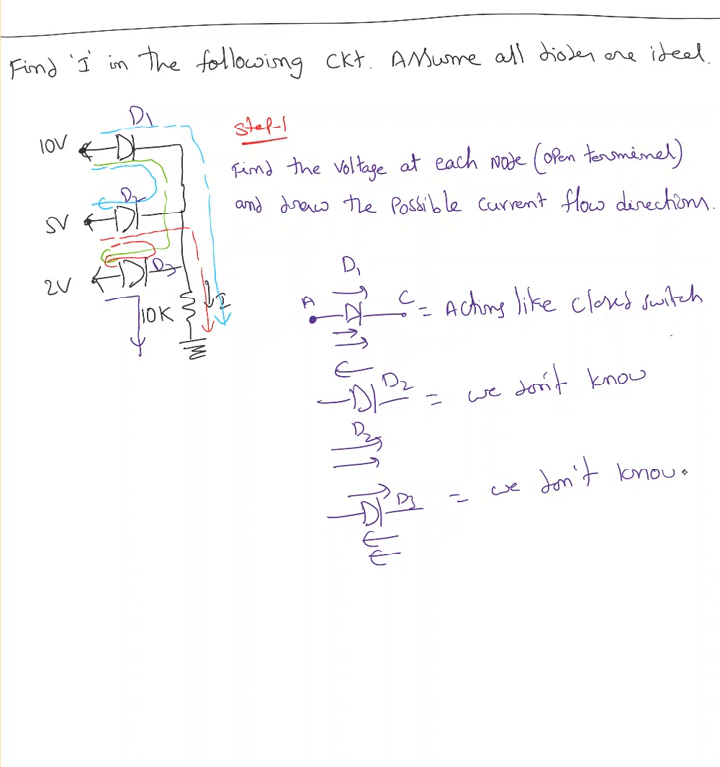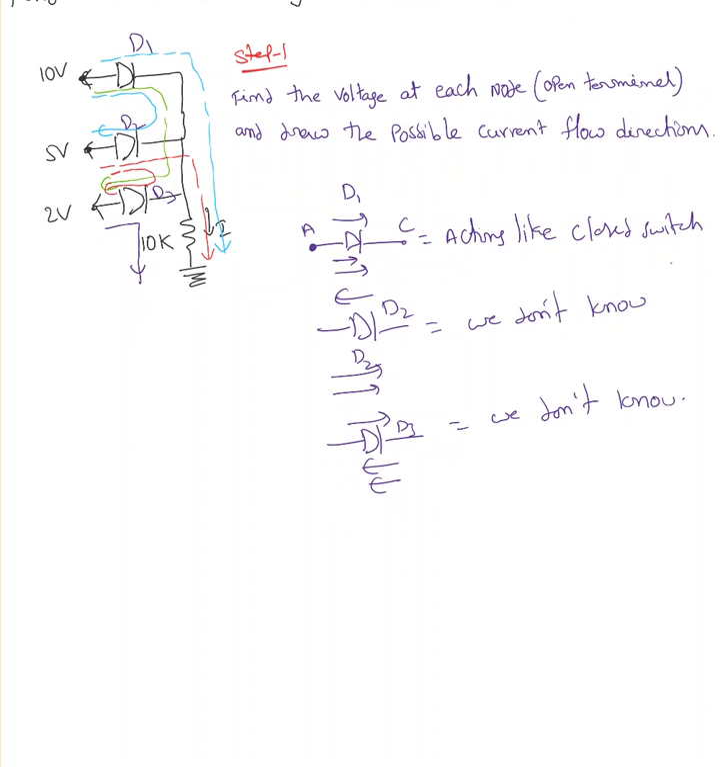Now for the time being, step 2, I'm going to make an assumption. There are 4 possibilities: D1 for sure closed, D2 closed and D3 closed, D2 closed and D3 open, D2 open and D3 closed, or D2 open and D3 open. So there are 4 different possibilities because of the 2 diodes. Do we need to try all 4? Maybe, maybe not, depending upon how much experience you have with these circuits and solving these examples. So I highly recommend you practice as many examples as possible.